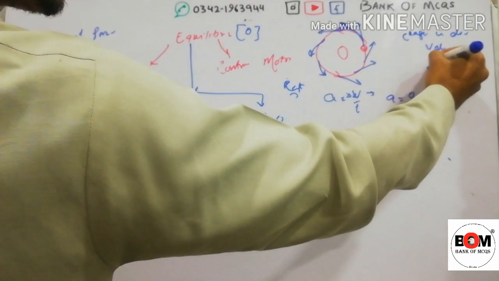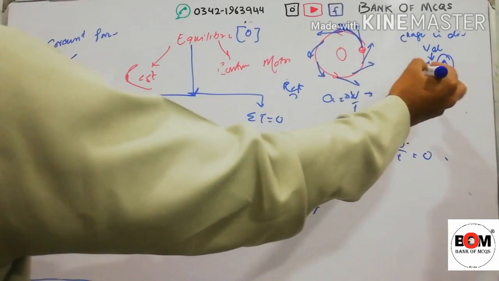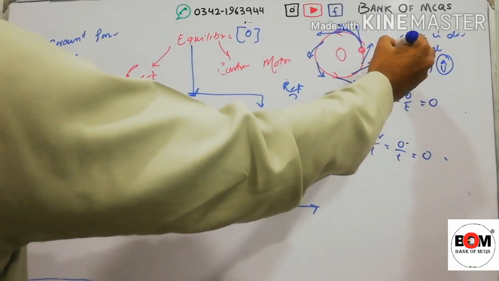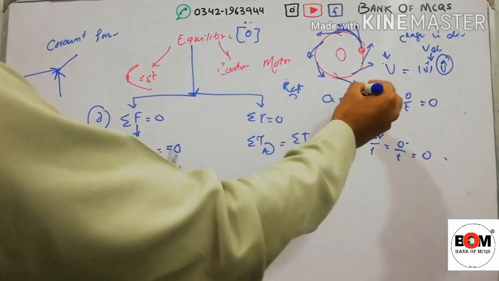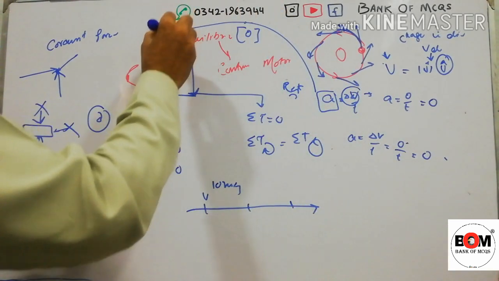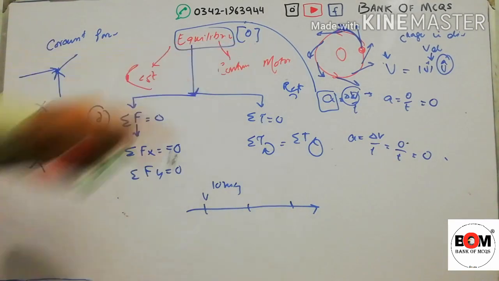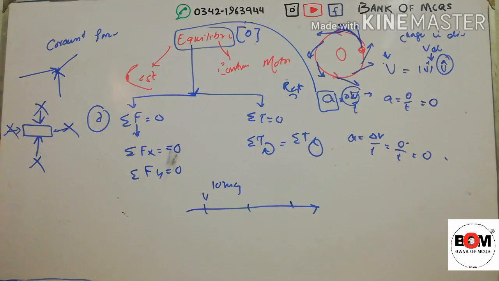Velocity is a vector, it has magnitude as well as direction. So as a change in direction occurs, we can say that a change in velocity occurs, and if a change in velocity occurs, we can say acceleration occurs, and then the body is not in equilibrium, because for equilibrium we need 0 acceleration. Our body must have 0 acceleration.